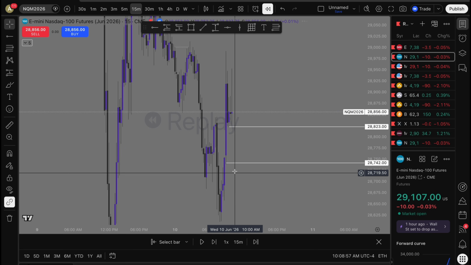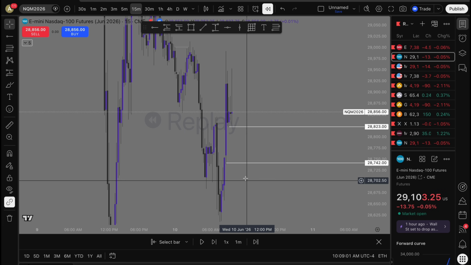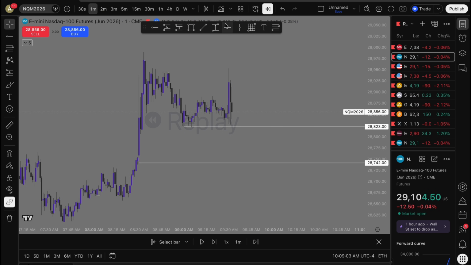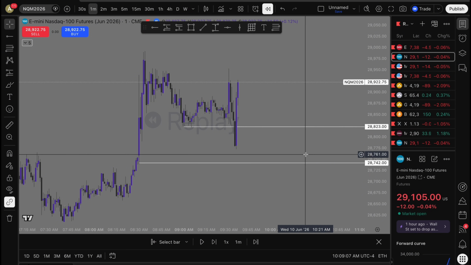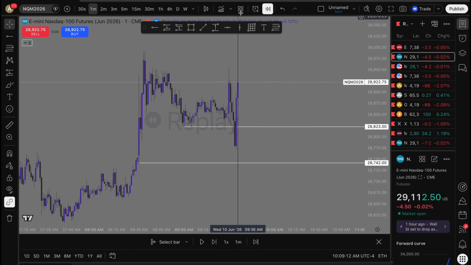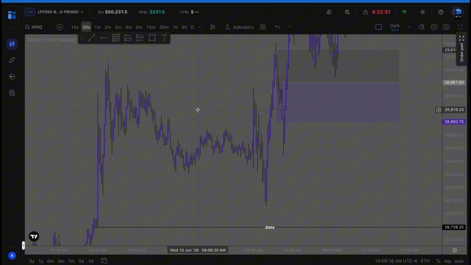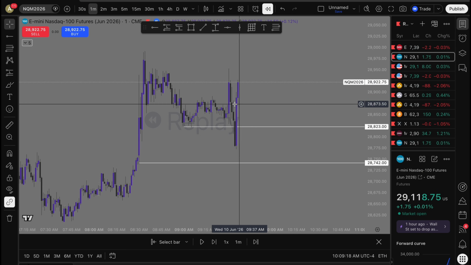Market opens. We dump and we get an inversion here. There's a 30-second. You can see on the trade C, there's a 30-second here that I could have taken. Now, why I didn't take this, and maybe I should have taken this.